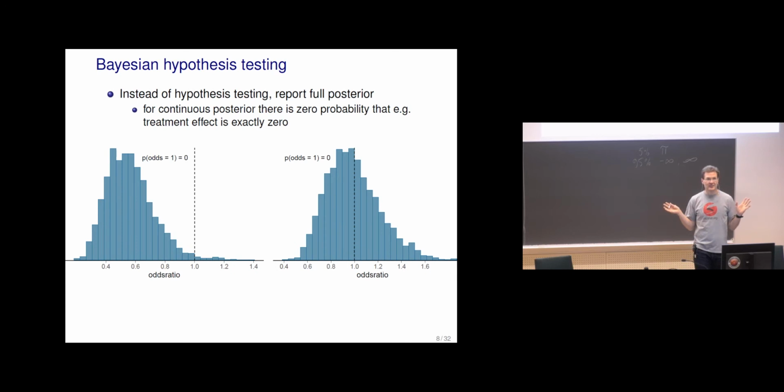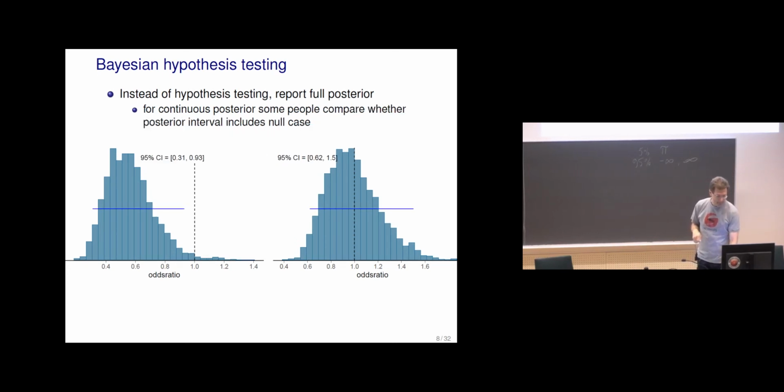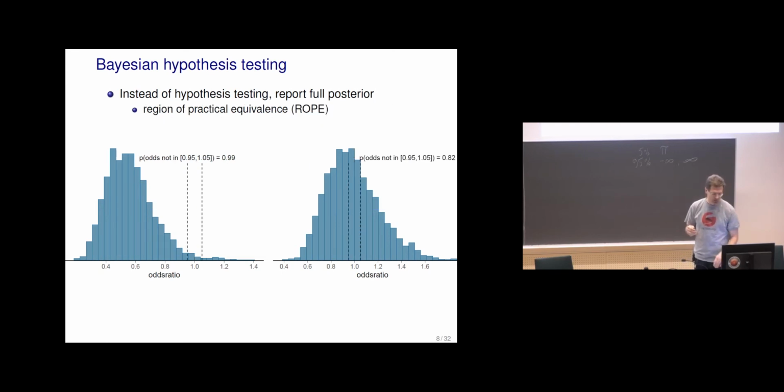Again, reminding that with a continuous distribution, if we just compare whether the treatment effect is exactly 0, the probability is 0, so we need to do something else. We can infer the sign, and you can see that here the probability would be closer to 0.5. We could compute the interval and look whether the null is included in the interval. We could make this region of practical equivalence.